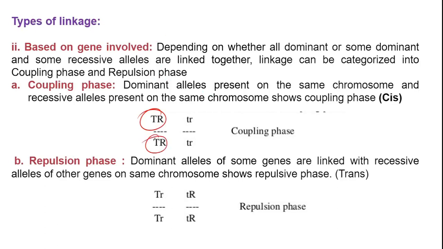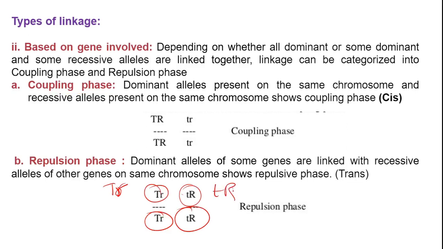Two dominant genes in one homologous chromosome and 2 recessive genes in the other homologous chromosome is called the coupling phase or coupling linkage, where one chromosome receives the dominant alleles and the opposite homologous chromosome receives the recessive alleles. This is called cis arrangement or coupling phase. Where heterozygous conditions are there in both homologous pair, that means capital T small r or small t capital R, this is a heterozygous combination in both homologous chromosomes. This is called trans arrangement and also called the repulsion phase.